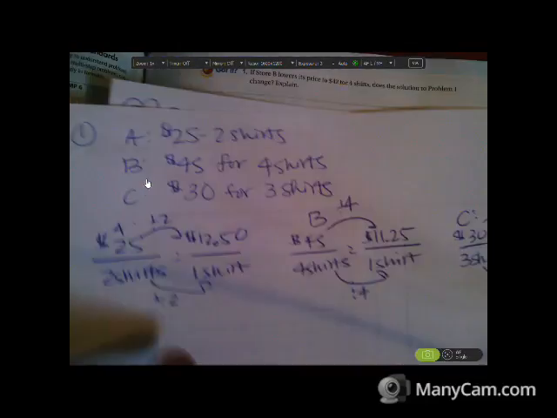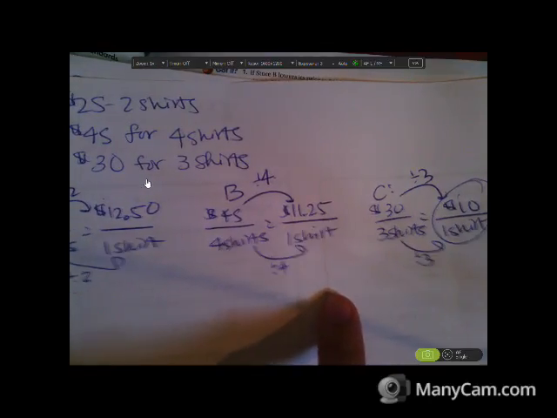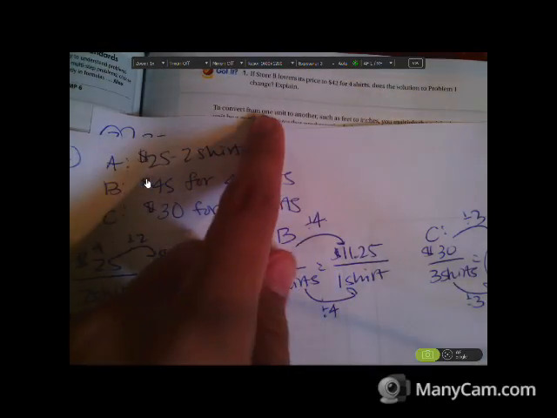So, we compared the unit rates. That's what we did. That's when the denominator is 1. So, why don't you try the got it?